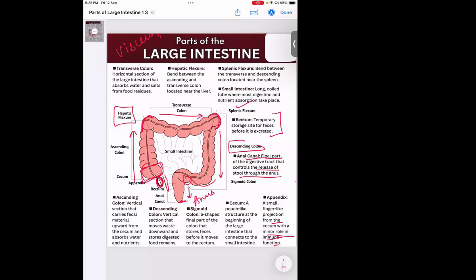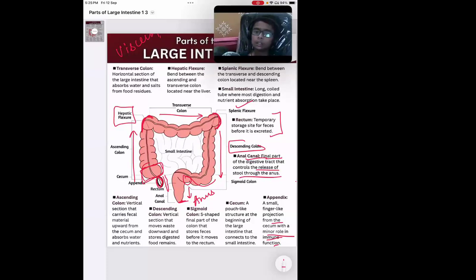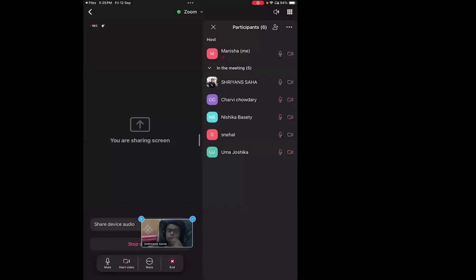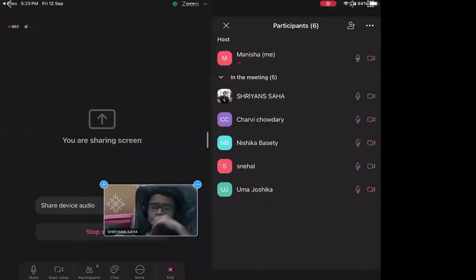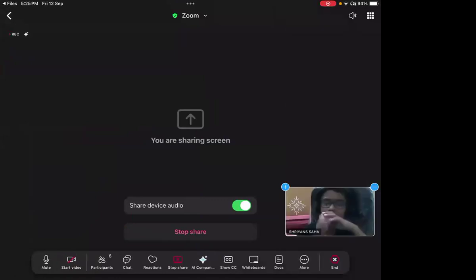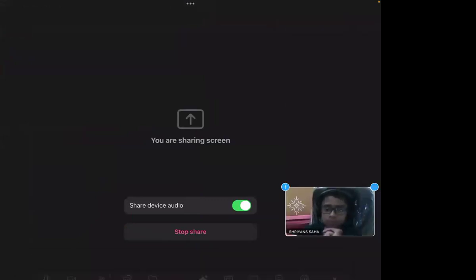Like for example, wait, let me stop sharing the screen and then I'll show you. You might have seen in the eyes also. We have a small part here. So in the eyes, you all might have felt in yourself also that at this corner we have a small muscle-like structure present, yes, right? Yes, ma'am. That is also not required.